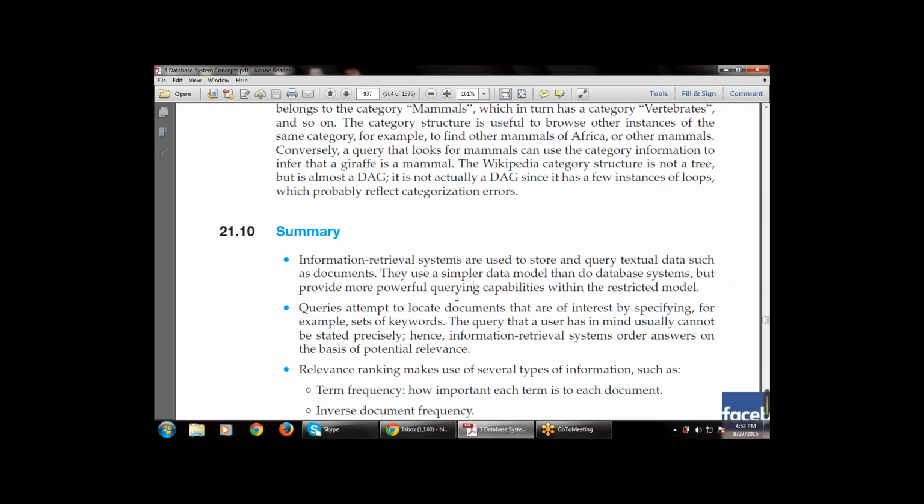The third point is that relevance ranking makes use of several types of information. That is term frequency, which is how important each term is to each document. Then inverse document frequency, which is how inversely the frequencies are related to each other. That is relevance ranking.